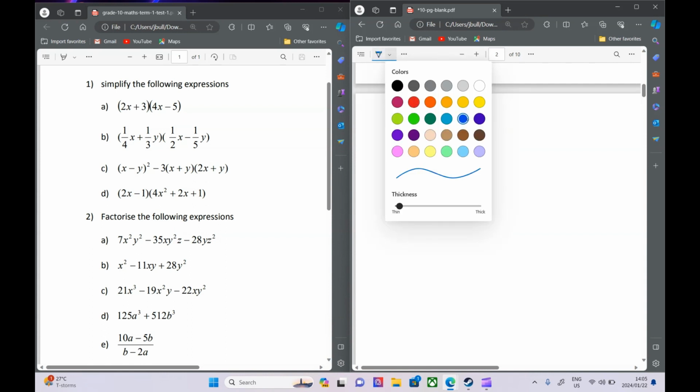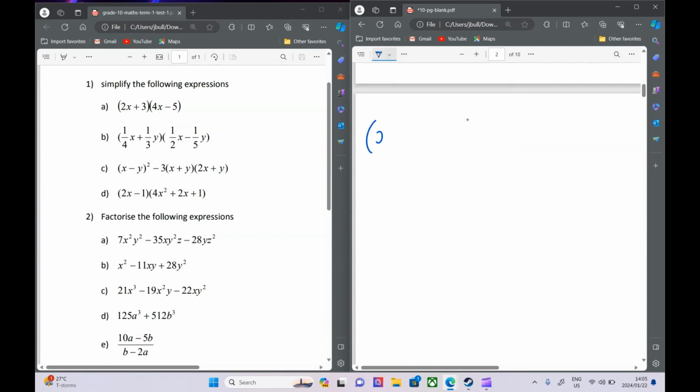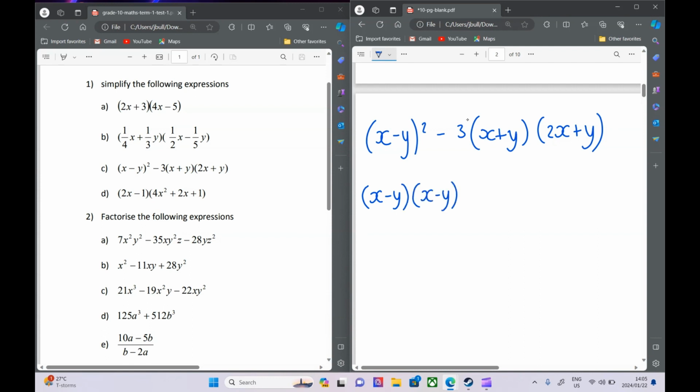Okay, so 1c, we have got a bracket, (x minus y) squared, minus 3(x plus y)(2x plus y). Okay, so we can see these brackets at the back here, we're going to have to expand. And this we are actually also going to have to expand. So whenever we have a bracket with a square like that, we can rewrite it as (x minus y) times (x minus y). That square means we're timesing it by itself. And then let's write all this.